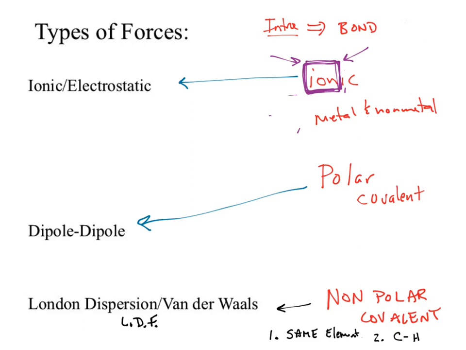So I know what an ionic bond is. I know what a non-polar covalent bond is. Well, what the heck is polar covalent? Everything else. Anything that did not fit into either the metal and non-metal category or same element or carbon to hydrogen now becomes my definition for polar covalent. So this means I can now look at a structure of a compound or a molecule, quickly classify the type of bond, which then tells me the type of force.